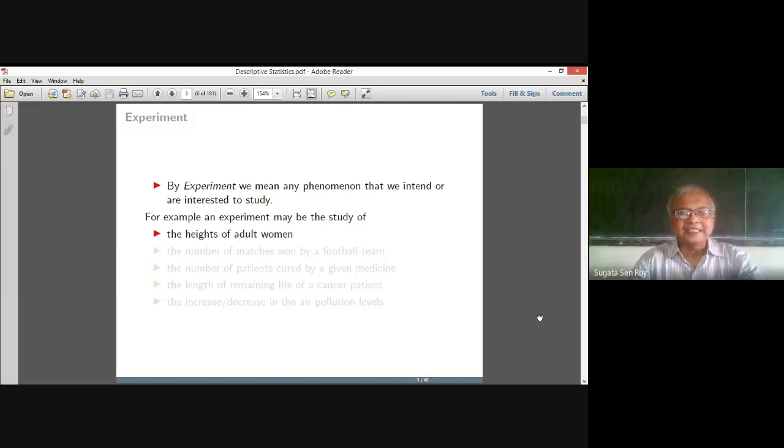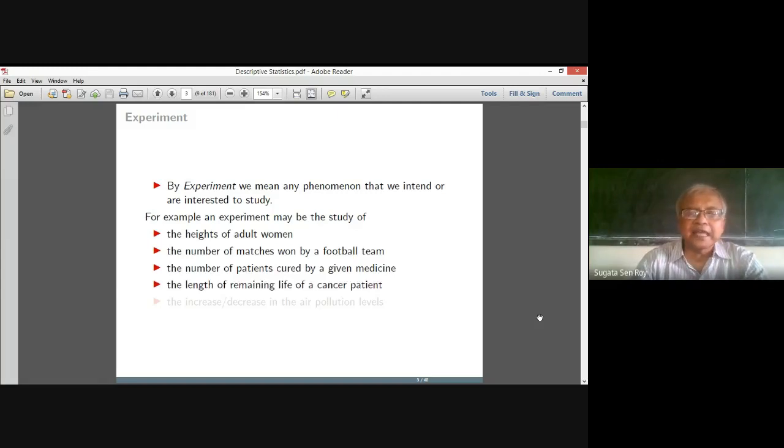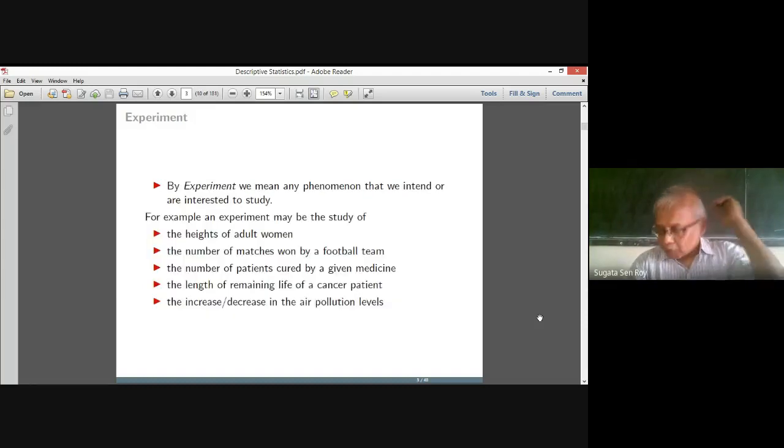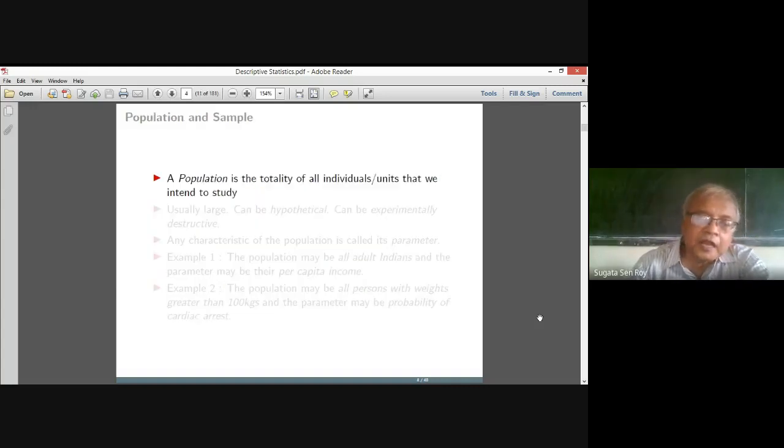It can be the heights of adult women, number of matches won by a football team, the number of patients cured by a given medicine, length of remaining life of a cancer patient, increase or decrease in the pollution level. So there can be a host of experiments that we can think of. Okay? And when we talk about experiments, what is the focus of this experiment?